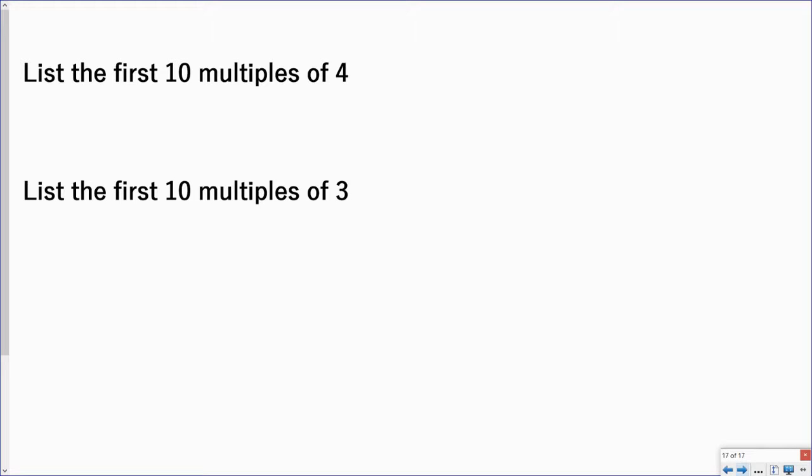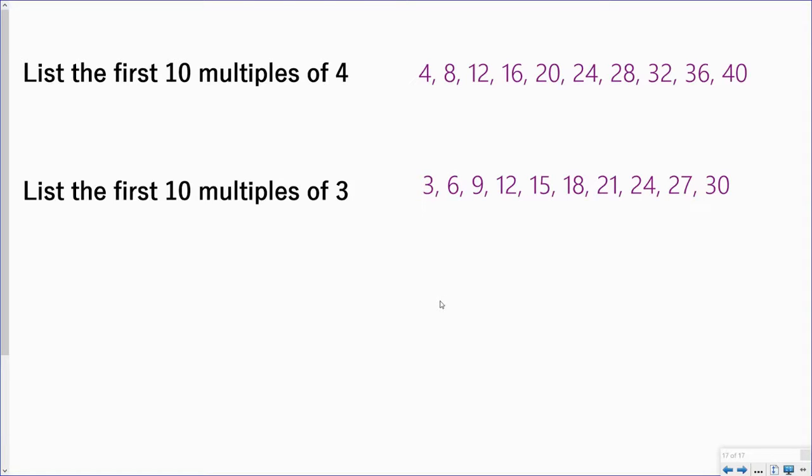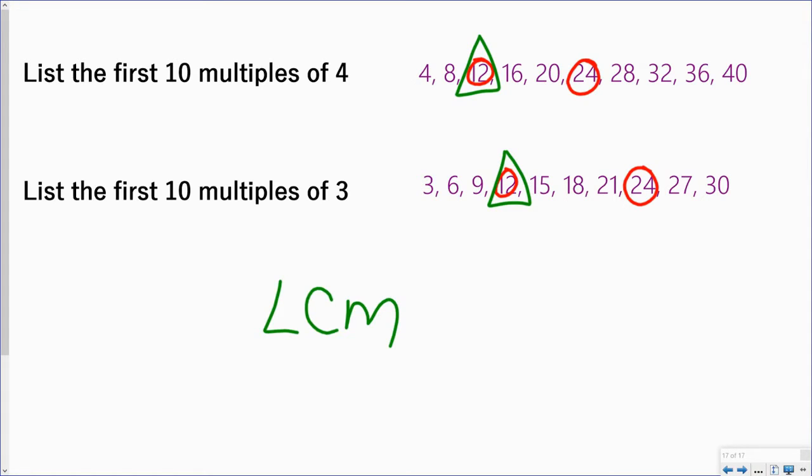Now let's do the same thing with 4 and 3. My list of 4s would be there, and my list of 3s would be here. As we take a look, we've got 12. We have 24. And that looks to be it in this list. Then we'll make our triangle over our smallest common multiple, which would be 12. And so the least common multiple for 4 and 3 would be 12.